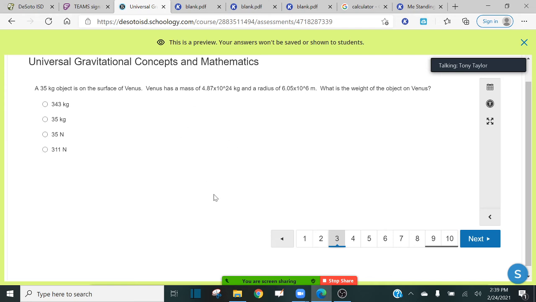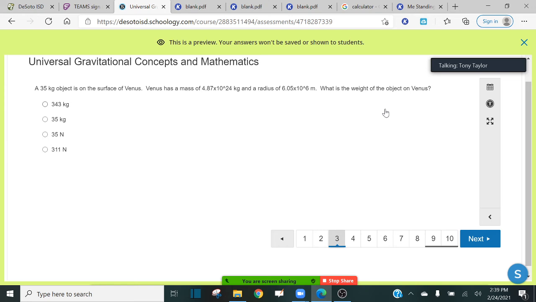Look at this problem here. It starts off similar to the problem we just did, but notice that the question it asks is different. So guys, if you're at your computer, go to this problem right here, where it says, a 35 kilogram object is on the surface of Venus. Venus has a mass of 4.87 times 10 to 24 kilograms and a radius of 6.05 times 10 to 6 meters. What is the weight of the object on Venus? Notice how this is different. In the previous problem, it asked for the weight of the object on the Earth. But here, it asks, what is the weight of the object on Venus?